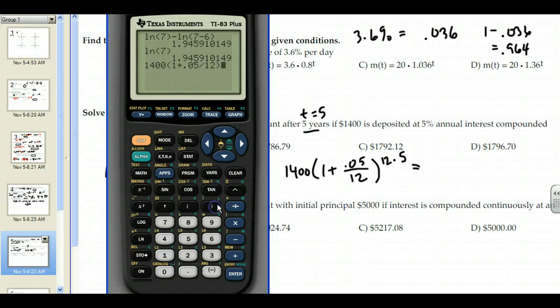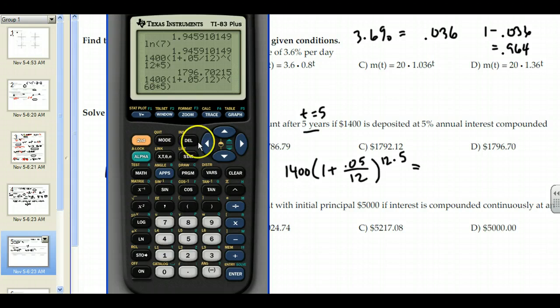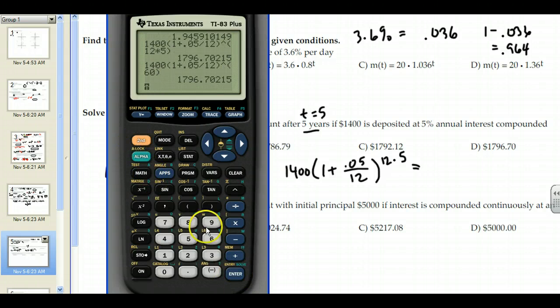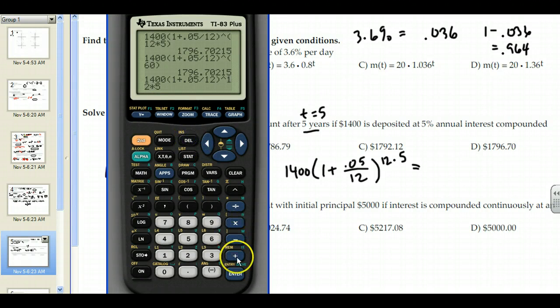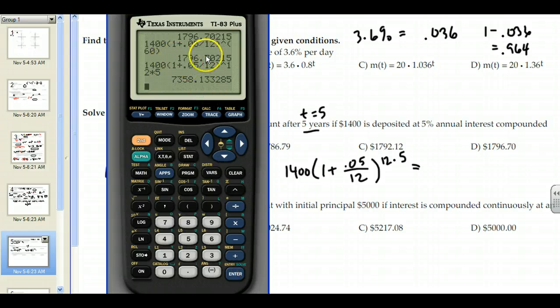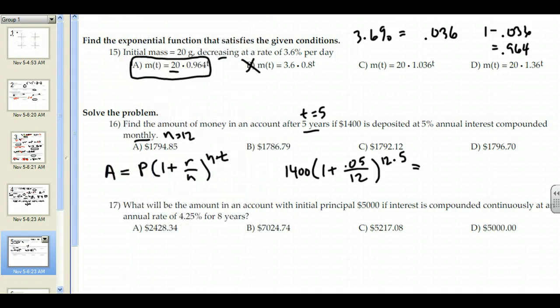Now, when you get to the exponent, do one of two things. Put parentheses around the multiplication, or your other option is to multiply that out in your head or multiply it out ahead of time and say, alright, this is 60. Alright, but what you don't do is leave those parentheses off of there and still write it as multiplication. If that's what you end up doing, then you get something way, way, way off. Okay, so 1796.70, which is D.